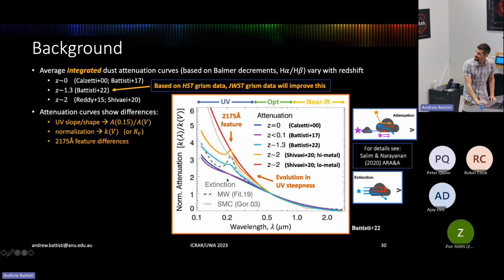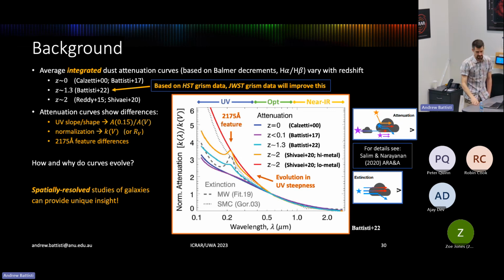The other thing that's very poorly understood is this 2175 angstrom absorption feature, which shows up as a peak here because this is basically showing the amount of attenuation as a function of wavelength. This is something that I think we can get a really detailed understanding of by using spatially resolved data like Typhoon or FANGS, which is what I'm using for this project in particular.